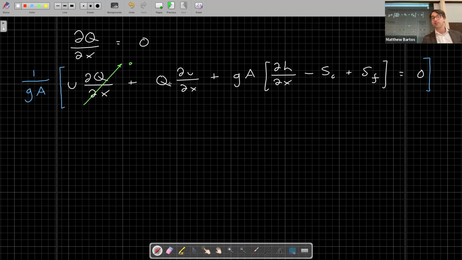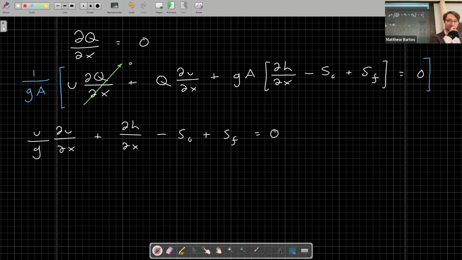times the cross-sectional area. So this here will become u over g. We'll get u over g times du/dx plus dH/dx minus the bottom slope plus the friction slope is equal to 0. And let's apply one more identity that we know. We know that the velocity is equal to the discharge divided by the cross-sectional area.